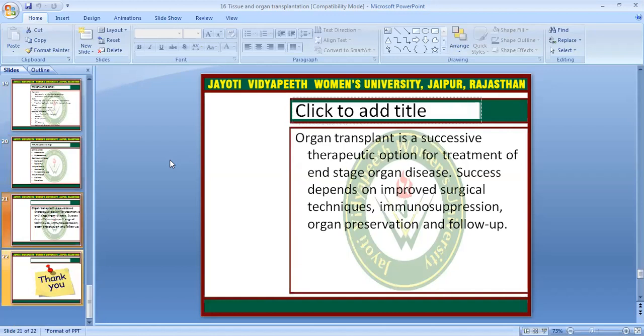Organ transplant is the successful therapeutic option for the treatment of end-stage organ disease. Success depends on improved surgical techniques, immunosuppression, organ preservation, and follow-ups. So this is all about organ and tissue transplantation.